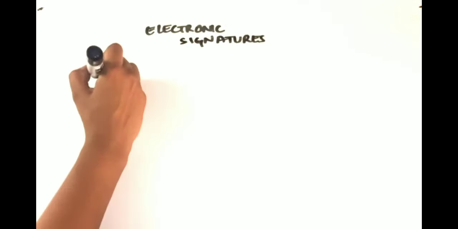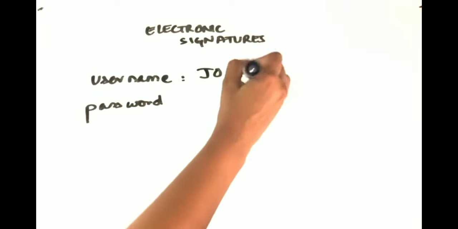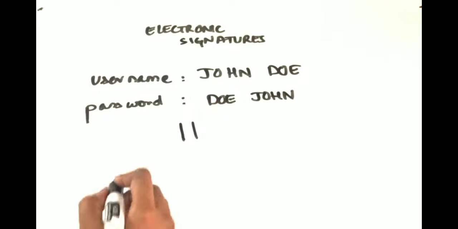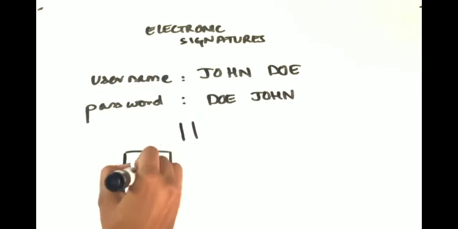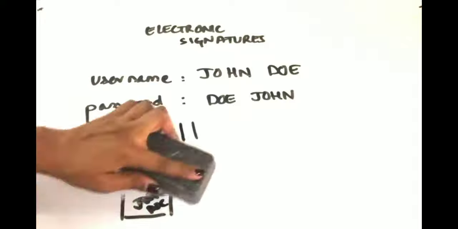Electronic signatures can be defined as a combination of symbols representing the username and password as a legally binding equivalent of an individual's handwritten signature. As you can see here, we're utilizing the combination of John Doe's username and password as an electronic signature in an electronic batch record, which is equivalent to John Doe signing off on a paper batch record.